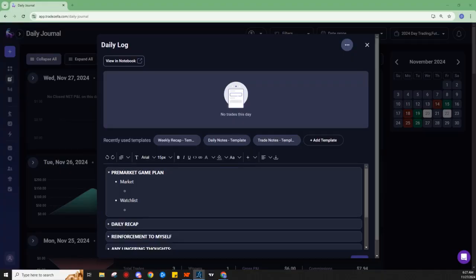Okay. NQ. Still looking weak. SMH has flipped to the downside.